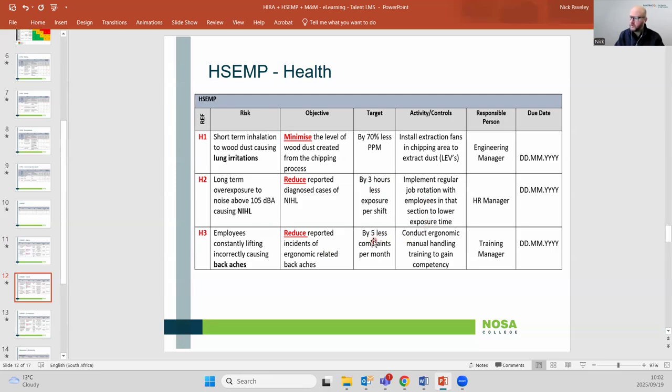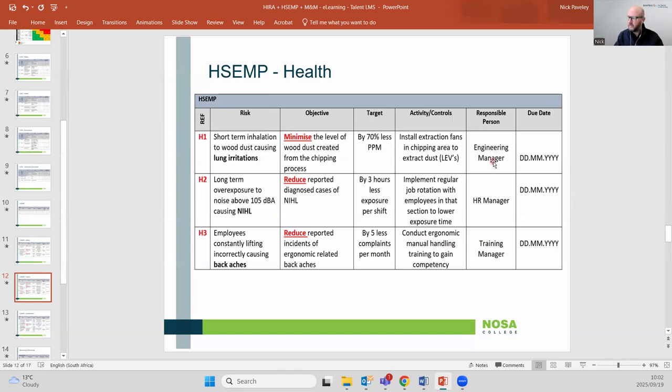How am I going to reduce 5 less complaints of ergonomic related backaches? Well, I'm going to do an admin control. I'm going to conduct ergonomic manual handling training to gain competency. Because again, the law requires the employer to ensure employees are ergonomically trained and are ergonomically aware of the hazards and risks in their daily tasks.